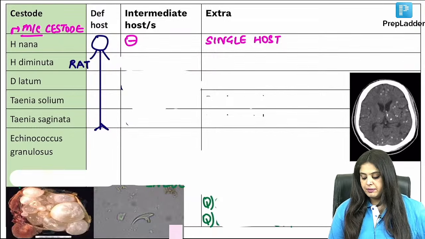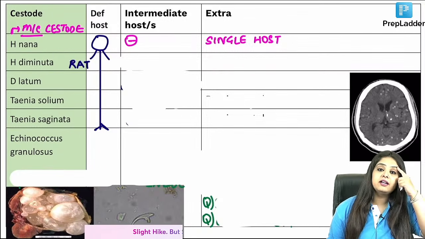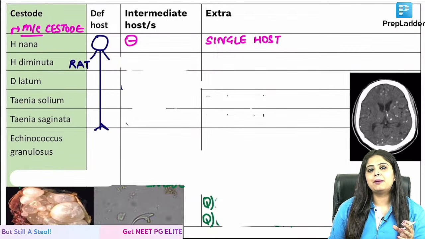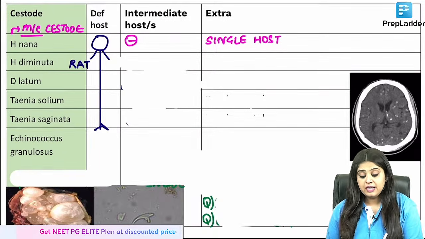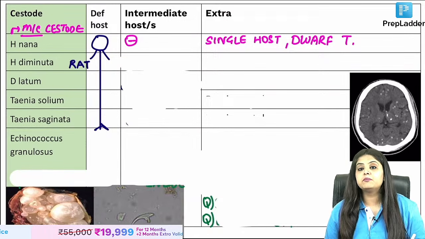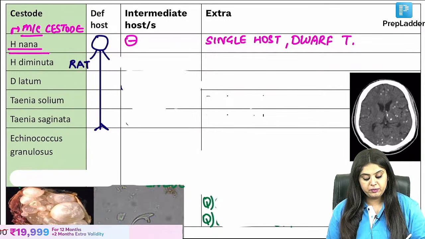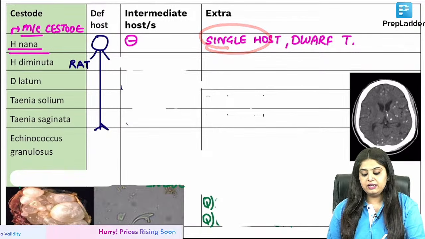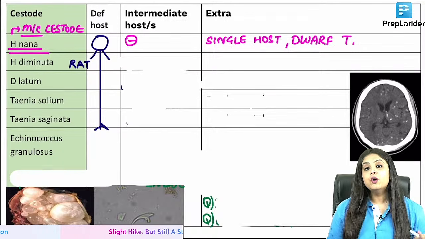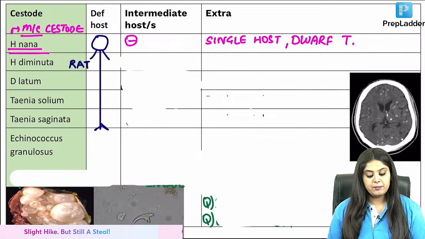Now coming to the second one, that is H. diminuta. Diminuta sounds like minute, so you would think it must be the smallest, but it's not. H. nana is the smallest. It is not H. diminuta. So the dwarf tapeworm is H. nana. H. nana had so many limited things: host, only one; size, the smallest. But look how it became successful. It's the most common cestode. Very, very good.